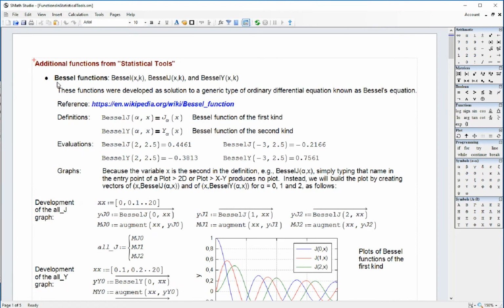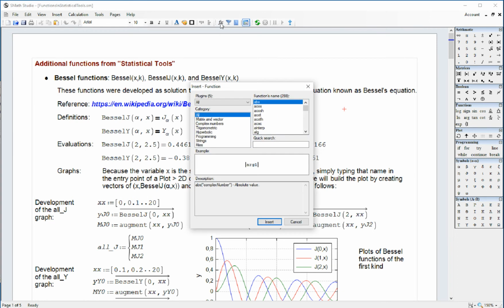We're going to start with the Bessel function. Bessel functions are functions that solve a particular type of differential equations. You can find more information in the Wikipedia pages related to them, but I just want to mention that when you open the statistical tools functions here, you get for all functions Bessel.